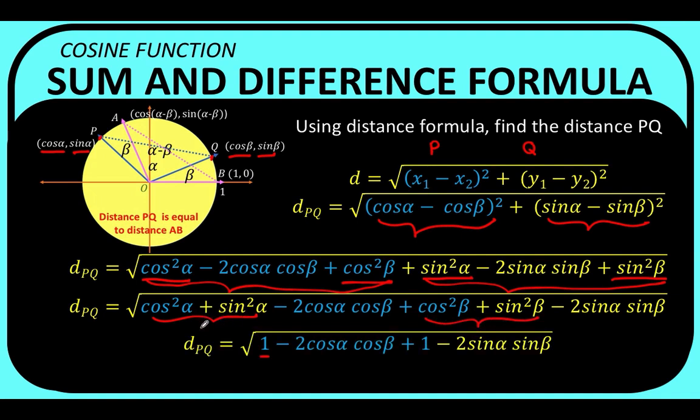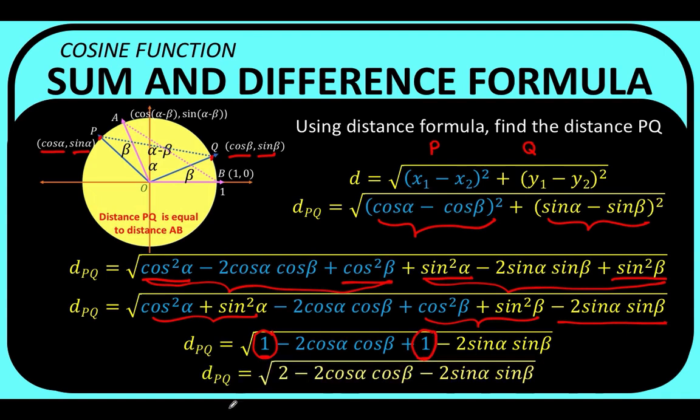So simplifying, the sum of cosine squared alpha plus sine squared alpha is equal to 1. We copy minus 2 cosine alpha cosine beta. The sum of cosine squared beta plus sine squared beta is equal to 1. And we copy minus 2 sine alpha sine beta. And then 1 plus 1 gives us 2, and therefore we arrive at the square root of 2 minus 2 cosine alpha cosine beta minus 2 sine alpha sine beta for the distance between point P and point Q.